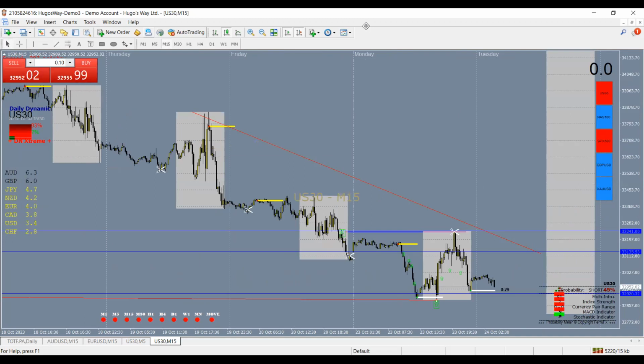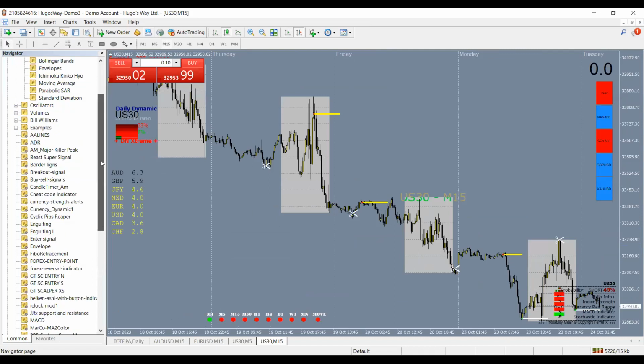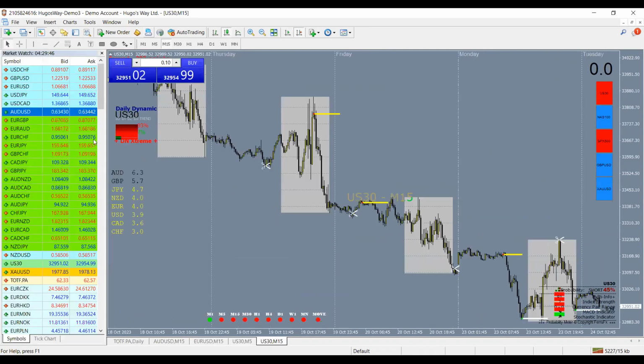Does anybody want to see this on a specific pair? Anybody? Can we look at gold? I knew somebody was going to say gold. I knew it. Of course, I knew it. I knew you were going to say gold. Gold wasn't ready.